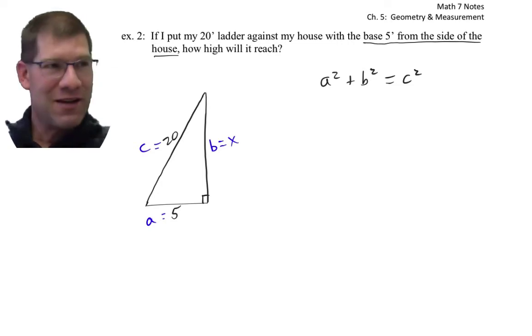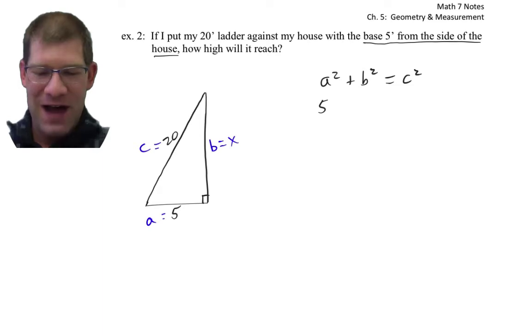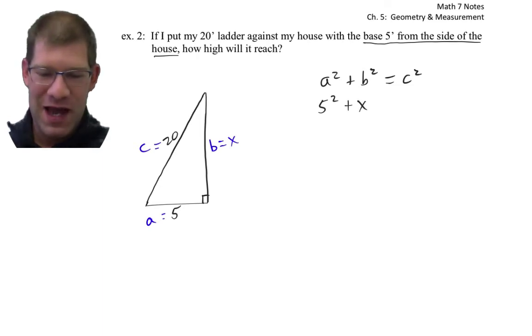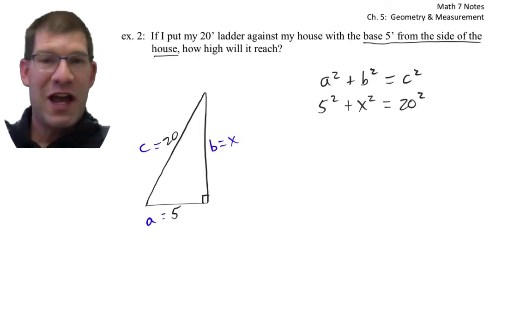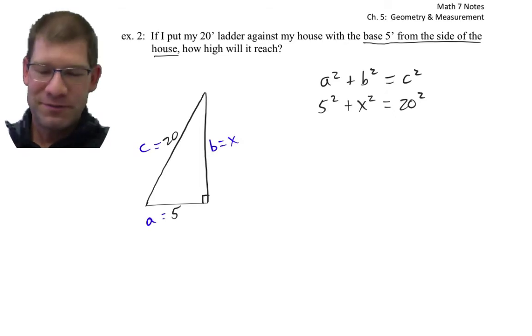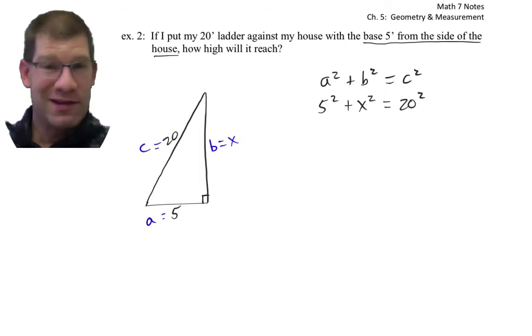All right, so A, if I plug A in, that's going to be my 5, so I get 5 squared. And B, that's my X value. C then is 20. So I end up with this here for an equation. And it's kind of ugly. Okay, let's go through and simplify that as best we can.